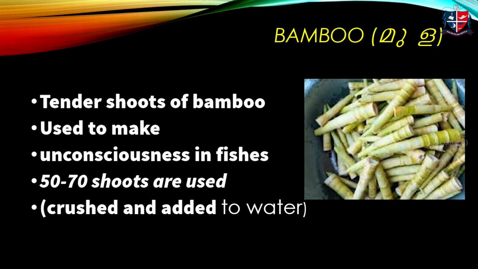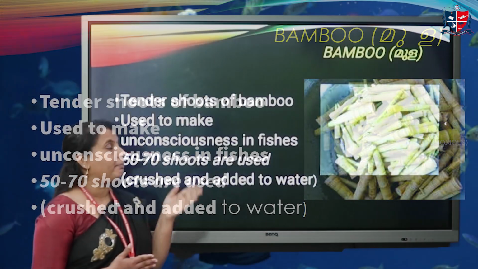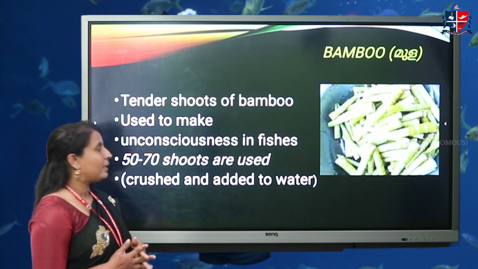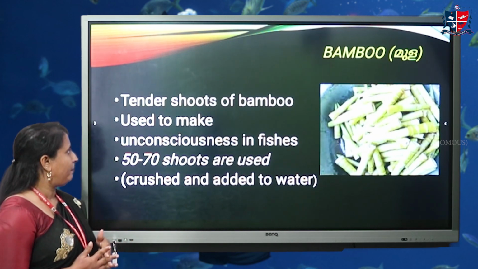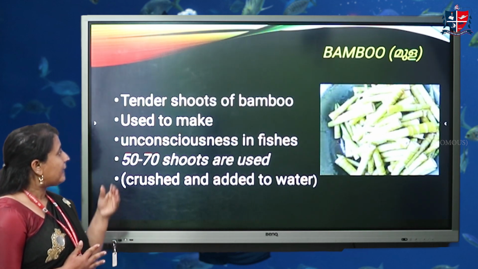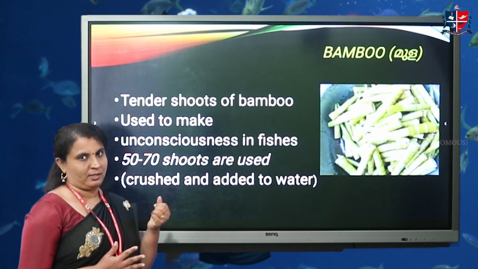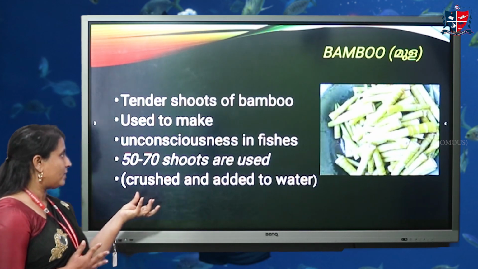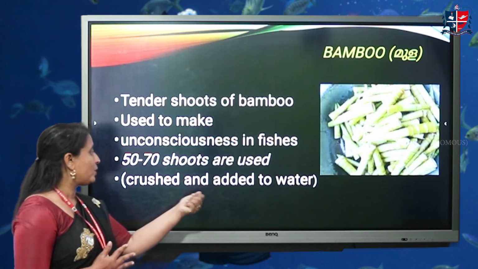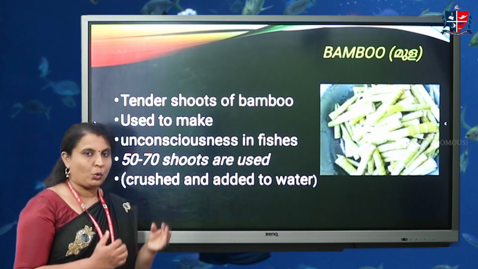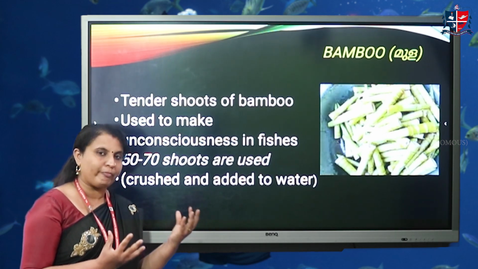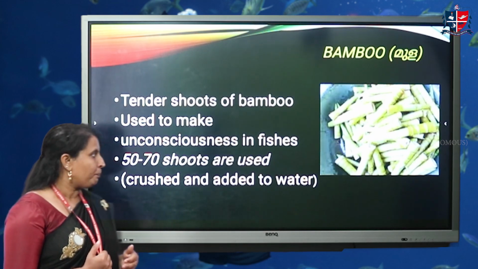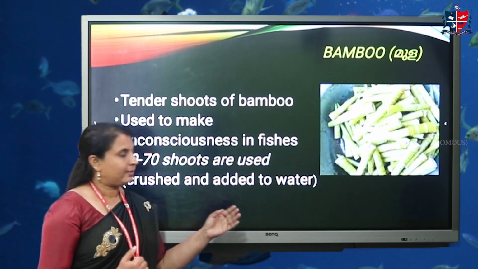Next, we are familiar with bamboo, otherwise known as mula. The tender shoots of bamboo are used as a toxin, and they cause unconsciousness in fishes. 50 to 70 shoots are used. We take the tender shoots, crush them, and add them to the water in a particular dosage. So this is another herb.